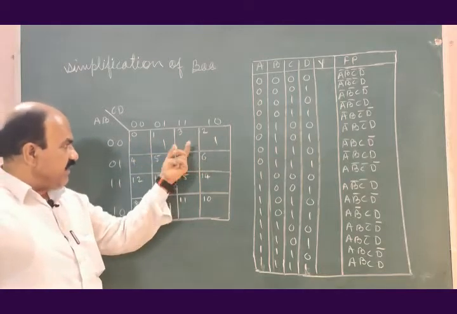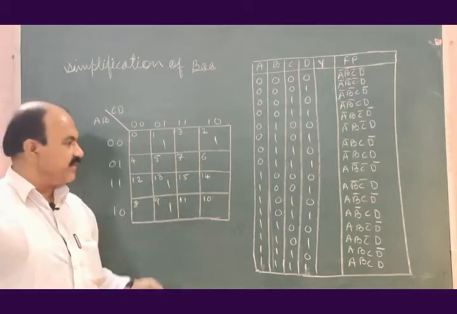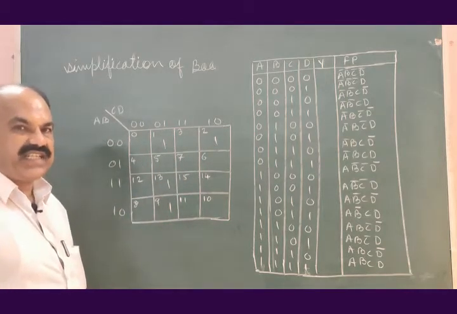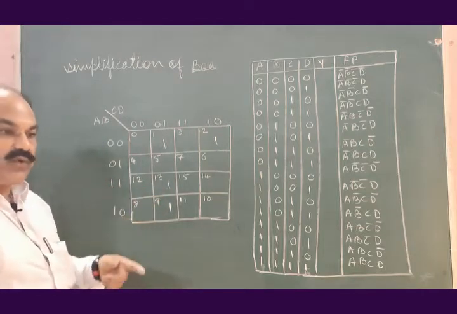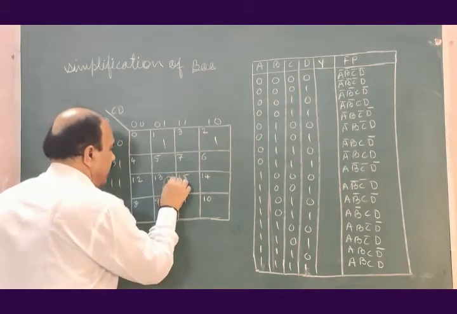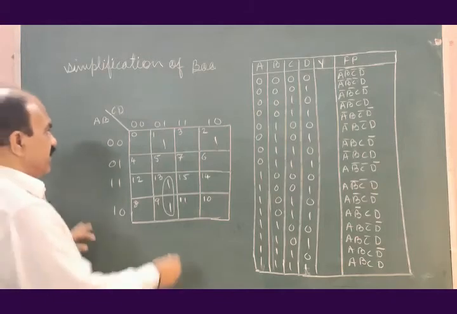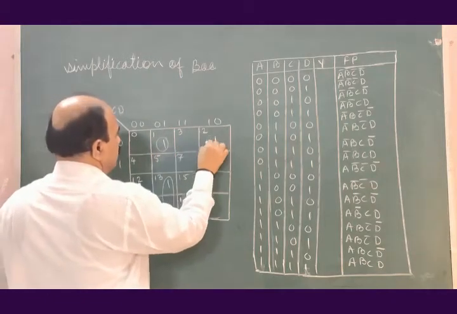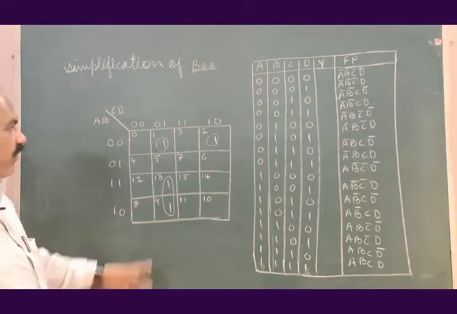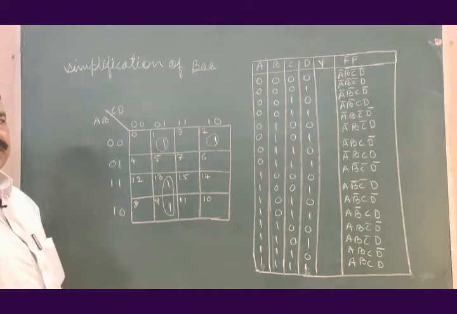This one, there is a gap of 1 cell, not adjacent to each other. This one, these are in the adjacent cells. These two can be grouped together and it can be called as a pair. This is a single one, this is a single one. We cannot form pair of these because there is gap of one cell.